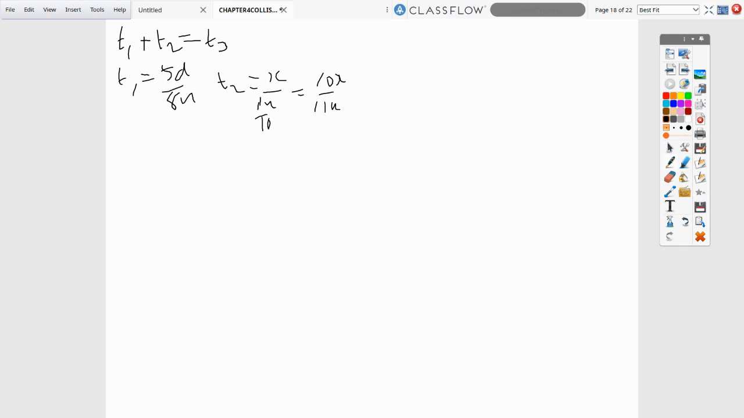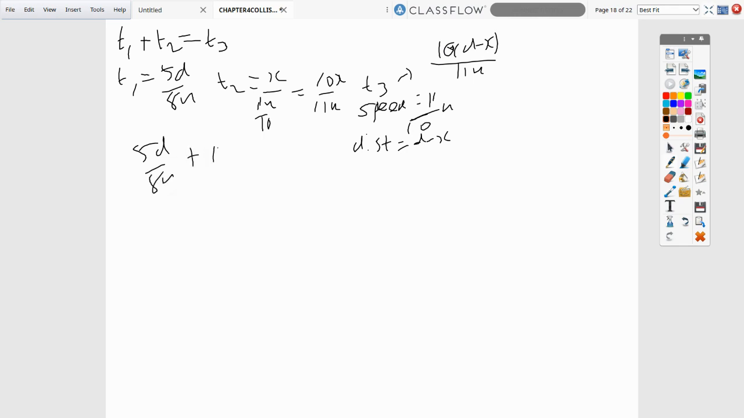When I want the next one, for T3, the speed that it was going at was the same. It was 11 over 10 U. You can assume it goes at the same speed. The distance was just D minus X. So I'm going to do 10 lots of D minus X divided by 11U. Hence, I can come back to my original statement that I just made. So 5D over 8U plus 10X on 11U equals 10D divided by 11U minus 10X divided by 11U. So we got 20x over 11U equals 25D on 80U.